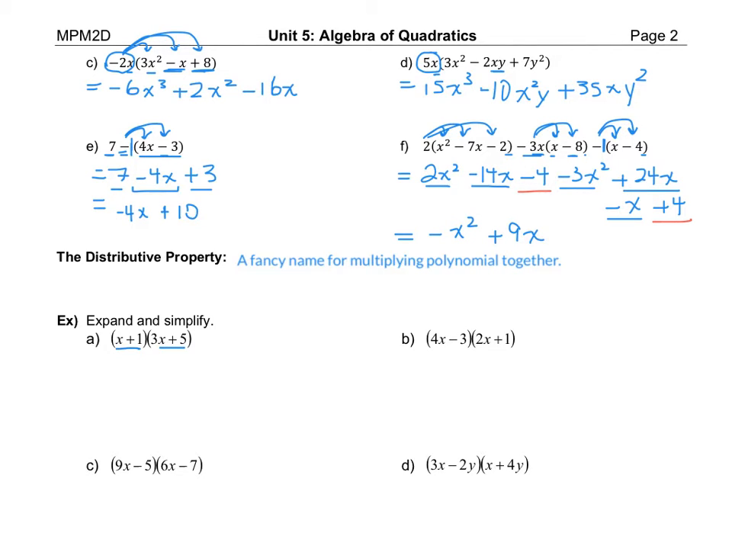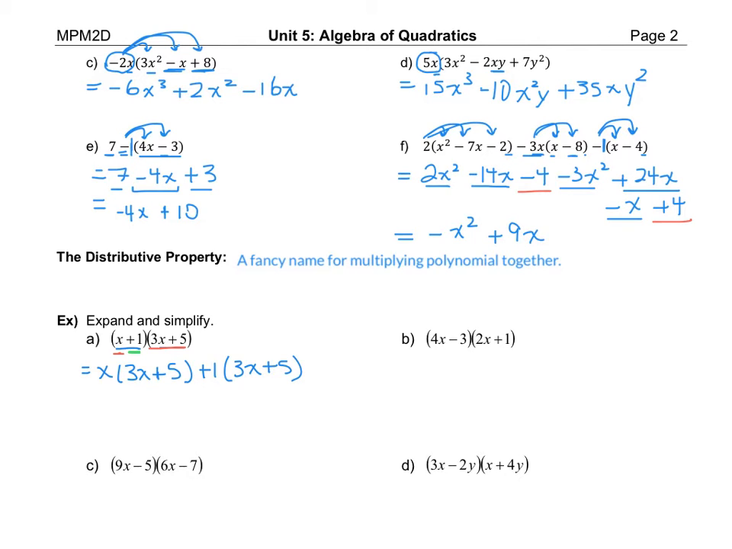So player 1 on the first team, player 1 is my x, is going to multiply everything on the second team. So this x from the first team has to multiply all the players of the second team, which is the 3x plus 5. If that happened to be a trinomial instead, it would multiply all the terms in the trinomial. If it was a polynomial with 7 terms, that x would have to multiply all 7 terms in whatever that second bracket is. The second player on the first team is the +1. That +1 has to multiply all the players on the second team.